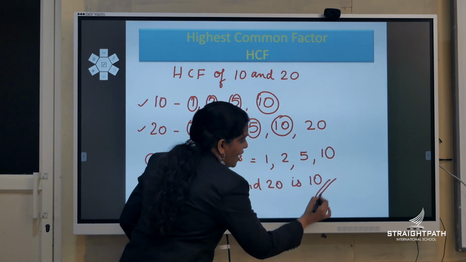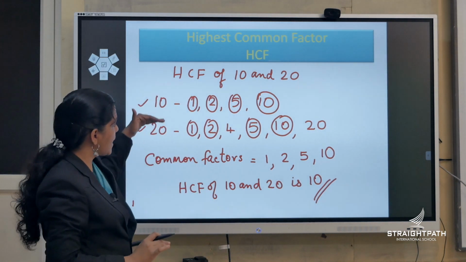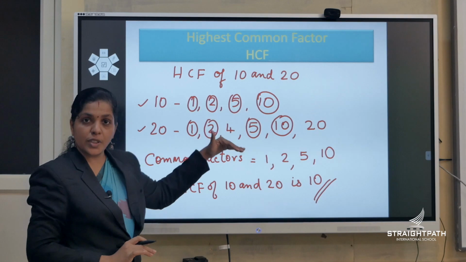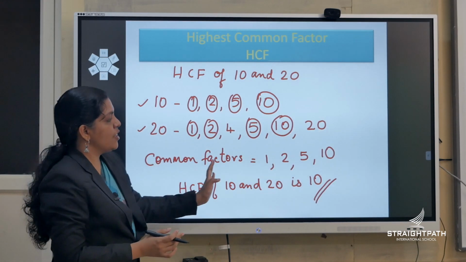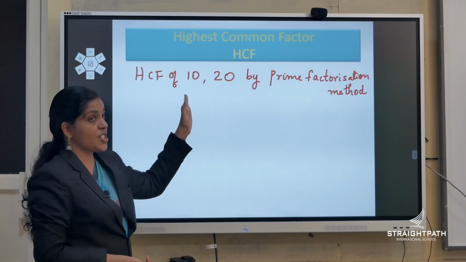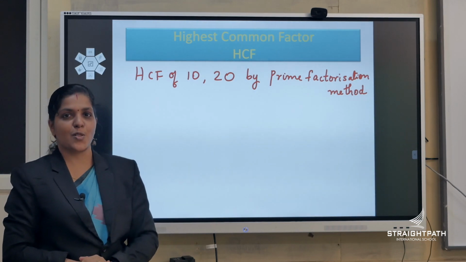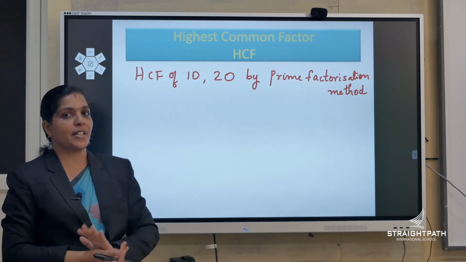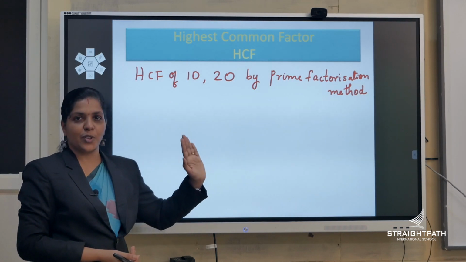So, you understood how to find the HCF. Very simple. First, you write the factors of both the numbers, then you find out which are the common ones, and then find out the highest common factor. Now, the same HCF we can find by using the prime factorization method also. We have already studied how to do the prime factorization. So, using that method, how to find the HCF, that is what we are going to learn now.